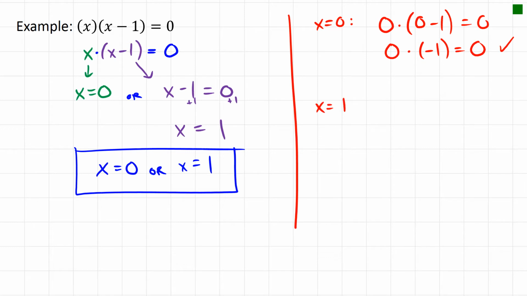Or if x equals 1, what does our equation look like? Well, it looks like 1 times 1 minus 1 equals 0. Is that true? Well, we can simplify the brackets. 1 minus 1 is equal to 0, so I have 1 times 0 equals 0. Is that true? Absolutely. So that's what the zero product rule allows us to do. It allows us to solve equations where you have two things multiplied together and get 0.